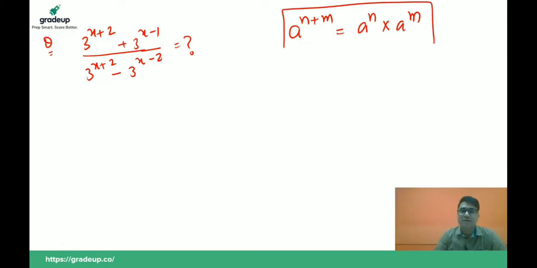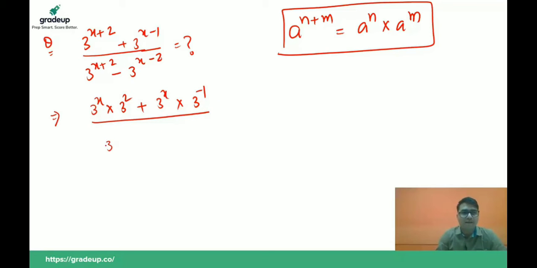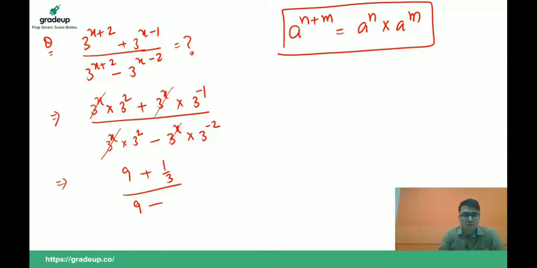By using this formula, we can write 3 raised to the power x into 3 square plus 3 raised to the power x into 3 raised to the power minus 1, divided by 3 raised to the power x into 3 square minus 3 raised to the power x into 3 raised to the power minus 2. Now take 3 raised to the power x common from numerator and denominator and cancel. So 3 raised to the power x will cancel out. Now we are left with 9 plus 3 raised to the power minus 1, which is 1 by 3. Then 3 square is 9, and this is 1 by 9.